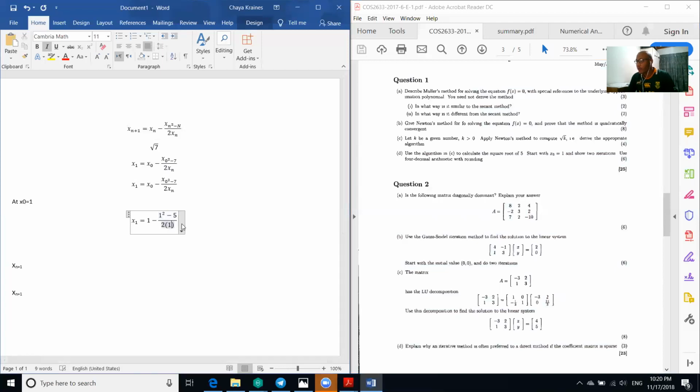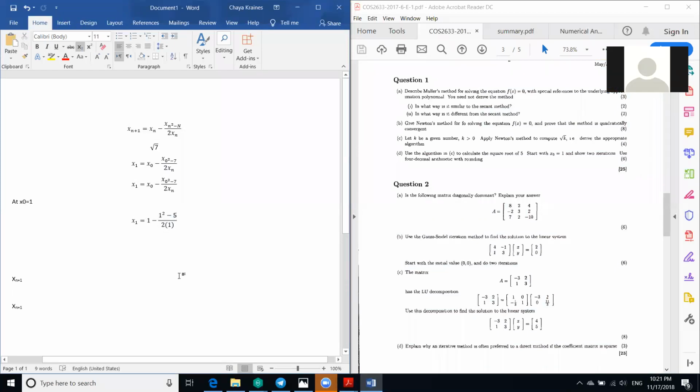Okay. And then that's 1. Then we do 2. We take that answer, and then we substitute. Then you do x2 equals x1, x2. Oh, yes. So you keep on doing that. Okay, fine. So is it diagonally dominant?